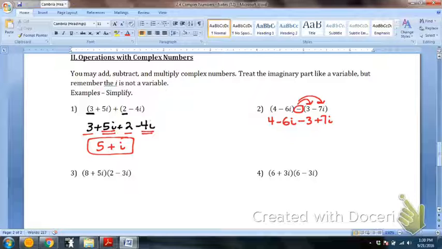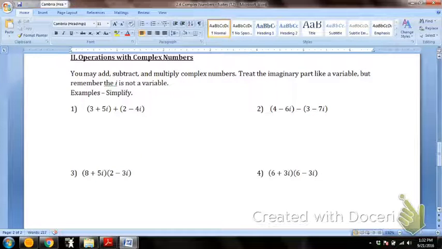Okay, so now we can just combine like terms like normal. So I have 4 minus 3, which is 1. Negative 6i plus 7i is just i, right? And you can write 1i or just i. It's the same thing. Questions so far?